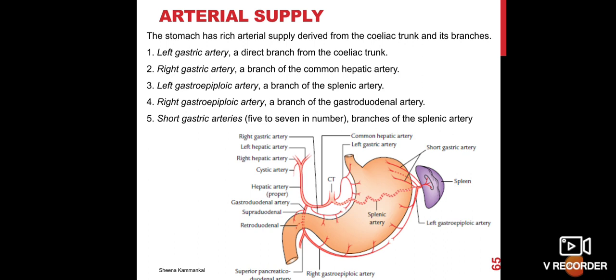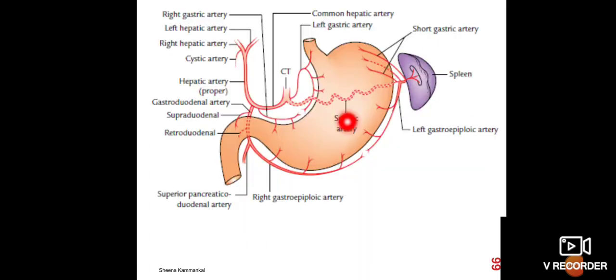The arterial supply of the stomach. It is highly vascular, and it is supplied by several arteries like left gastric artery, right gastric artery, left gastroepiploic artery, right gastroepiploic artery, and several short gastric arteries. This is the celiac trunk, which is giving the left gastric artery and the splenic artery, with short gastric arteries arising from the splenic. Then the splenic is giving the left gastroepiploic. Then this is the hepatic artery on its way. The hepatic artery is giving the gastroduodenal artery, which is giving the right gastroepiploic.